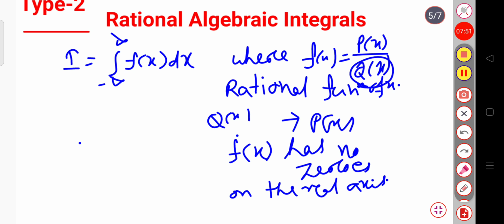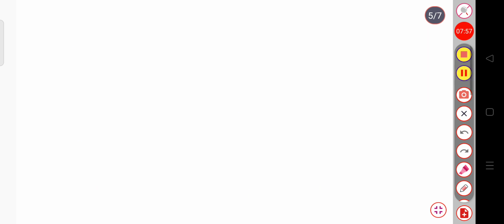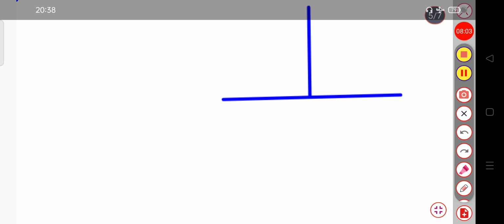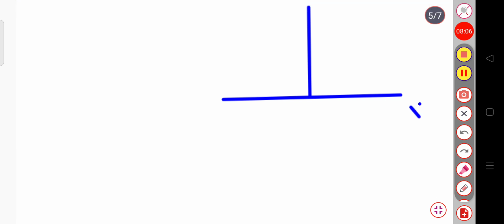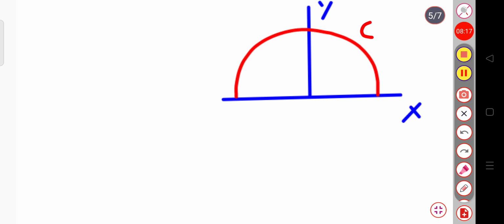So here we will take the complex number z equal to x plus iy. So let me draw a real axis and an imaginary axis. This is my imaginary axis, this is y and this is x. Now if I draw a semicircle, suppose this is C and it has the radius r.